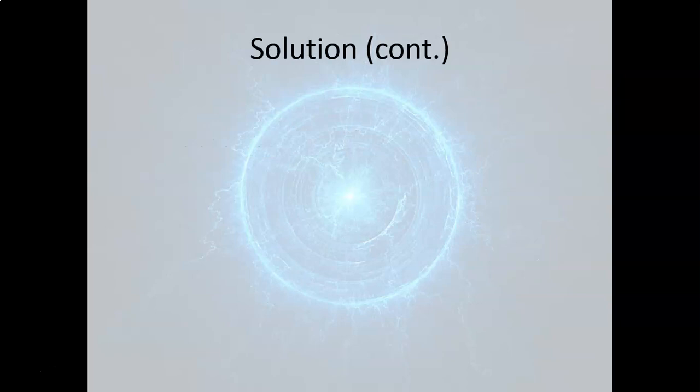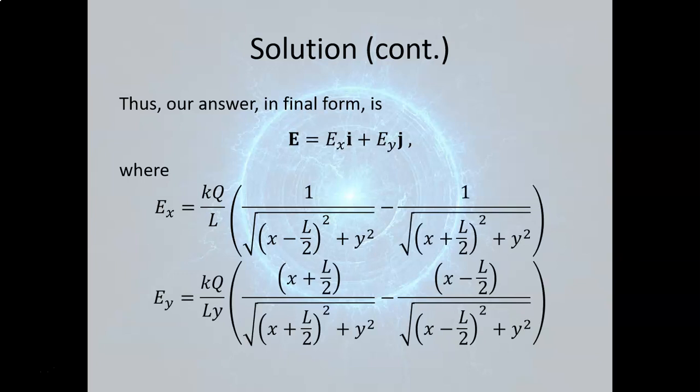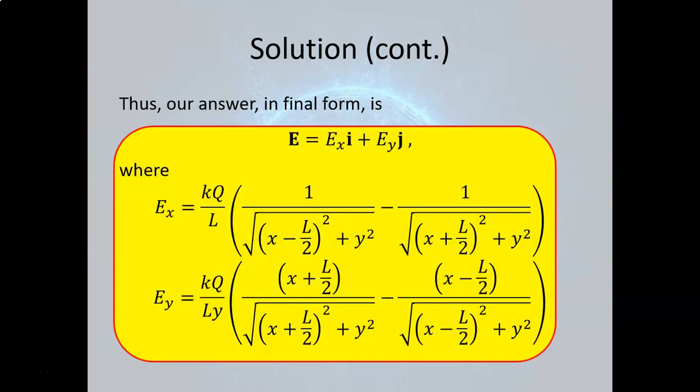And now we're done. We can just put our answer in its final form. E vector is equal to e sub x i plus e sub y j, where e sub x and e sub y are the terms that we have just evaluated. So that is how we can deal with a vector-valued function in calculating the electric field in a two-dimensional situation, or at least, even though the charge distribution was itself one-dimensional, we picked a point that was arbitrary in the xy plane. And now we know the electric field in that situation.